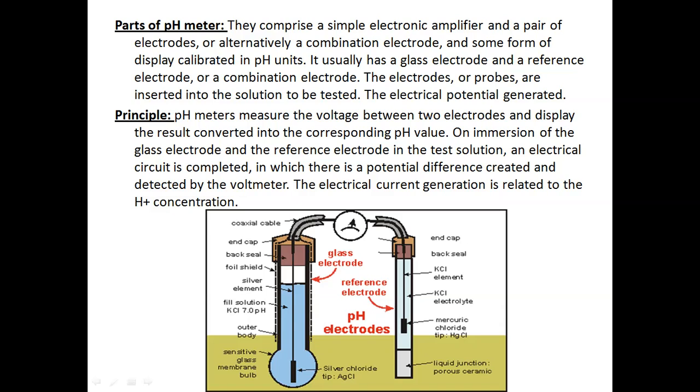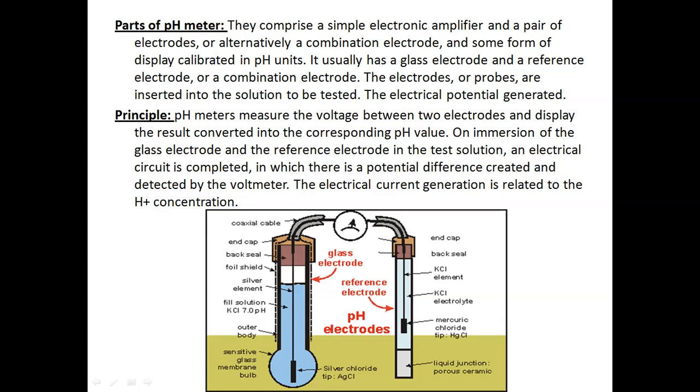It develops a certain electrical charge or electrical potential, and this electrical potential generated by the glass electrode is related to the hydrogen ion activity in the solution, and this is measured by the voltmeter here. This hydrogen ion activity basically is related to the potential generated by the two electrodes, and then this electrical potential is measured by the voltmeter.